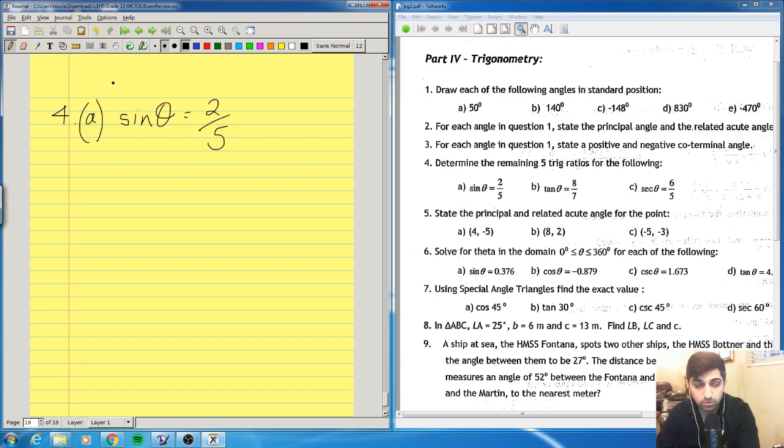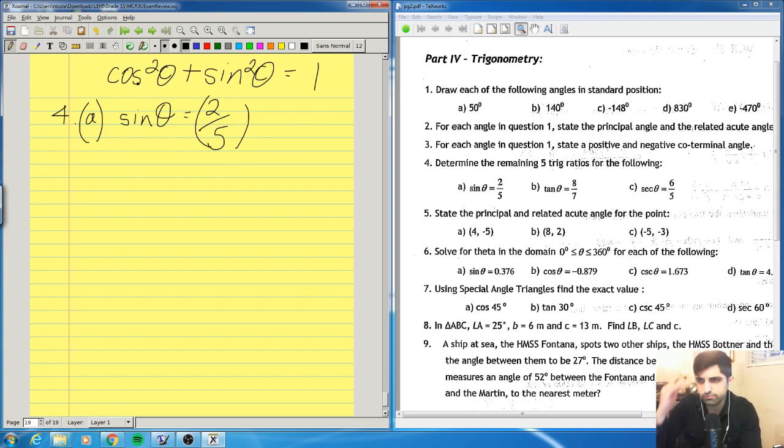There's a beautiful trig identity that we can use here. We got cosine squared theta plus sine squared theta equals 1. That means if I square this ratio and add it to the square of the cosine ratio, which is some number over some number, I get 1, right? So that's one way to do it.